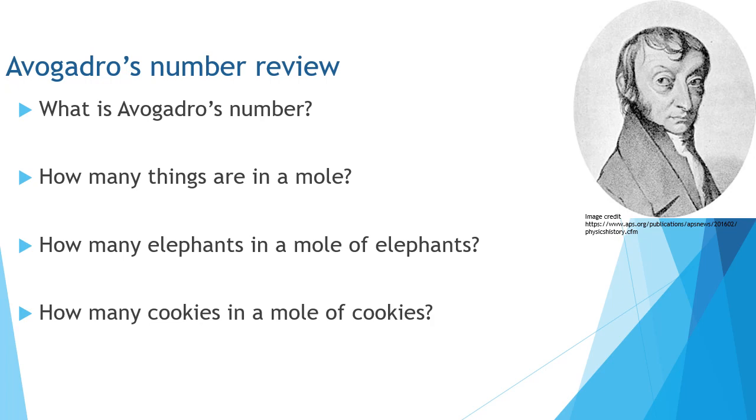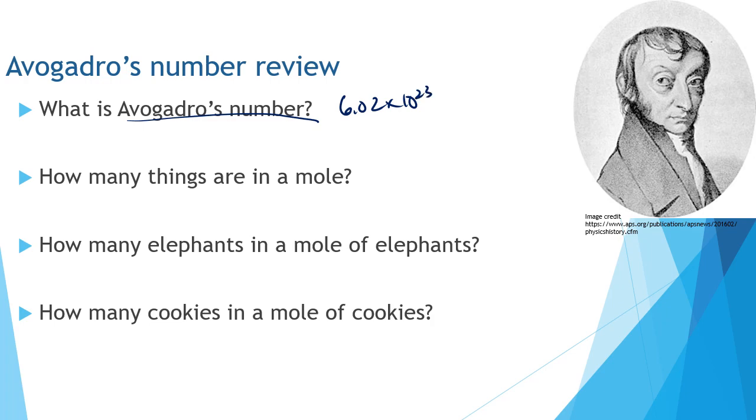So now we're going to come back to this idea of what even is a mole. So now we know how to find the mass of a mole, but do we even know what is a mole? A mole is a pile of things. Mostly we talk about atoms and molecules, and there are Avogadro's number of those things in that pile. So Avogadro's number is 6.02 times 10 to the 23rd power.